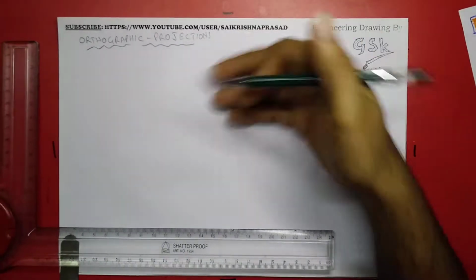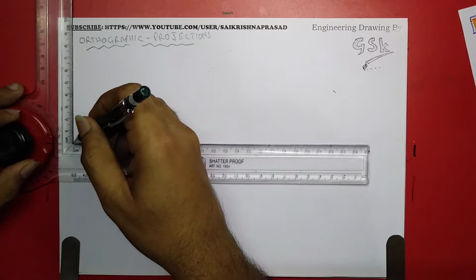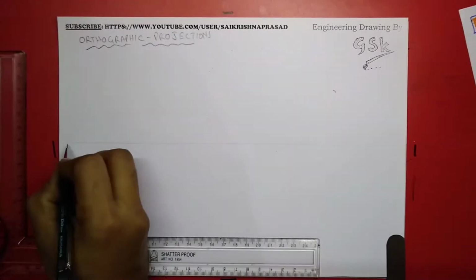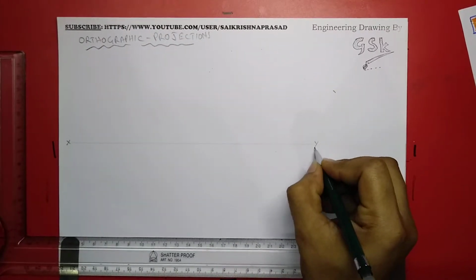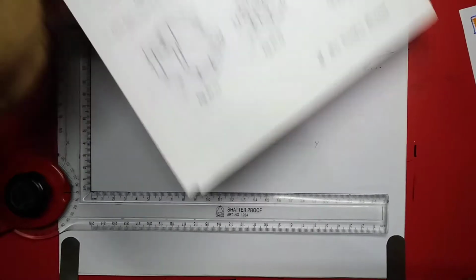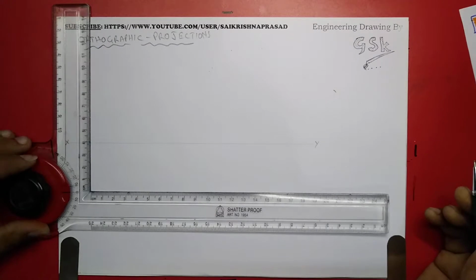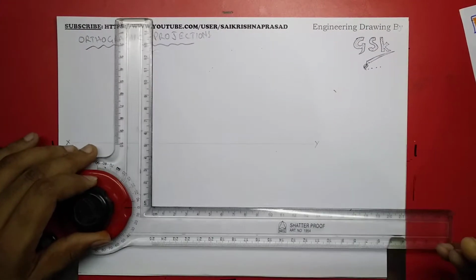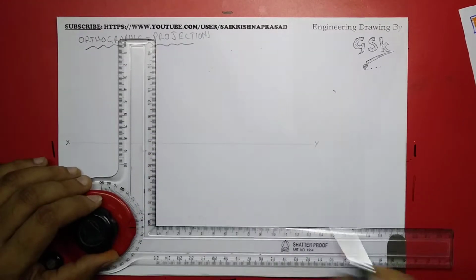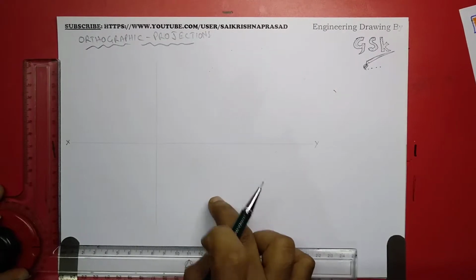Orthographic projections. For this I'll be taking the reference line. I'll be dividing this into three parts because I have to draw the front view, top view and side view. Here I'll be drawing the front view, here I'll be drawing the side view, here I'll be drawing the top view.